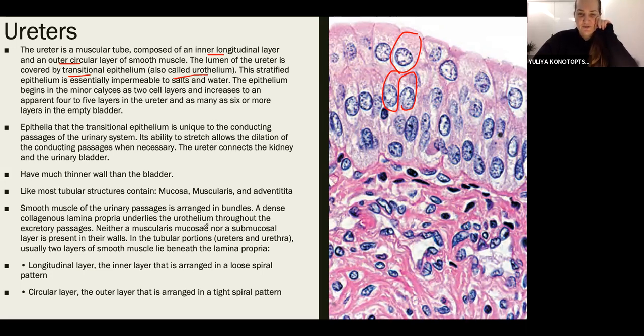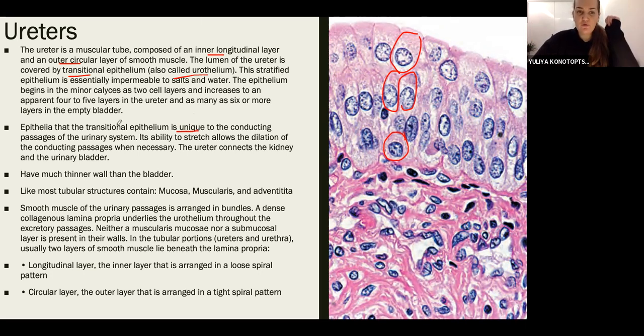Sorry. Okay, so here we have the umbrella cell and here we have the piriform cell. At the bottom we have the basal cells, which are stem cells, which will give rise to all of the cells above. We have talked about this part: this epithelium is very unique because of its ability to stretch, depending on how full your bladder or ureter is.